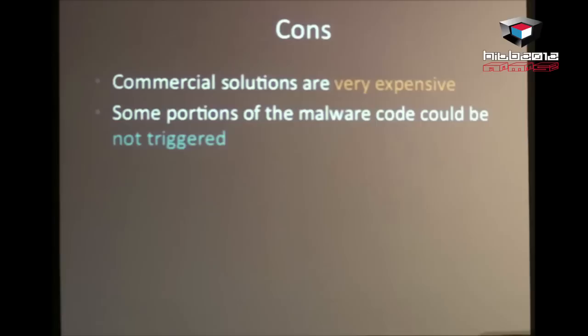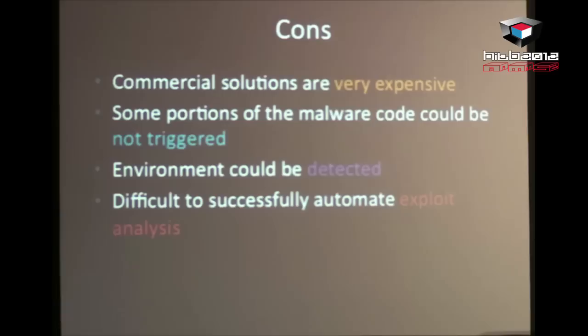Another problem is that some portions of the malware code might not be executed, so you probably won't see all the capabilities of the malware, just what it does under a specific situation. The environment could be detected, of course. Since you generally instrument the analysis environment, you will leave some traces, and the malware could find them and spot that it's running in an abnormal environment, and it could terminate or fool the analysis, bringing random results. And it's difficult to successfully automate exploit analysis, mainly because exploits target different types and versions of applications, and you can't always recreate all the possible environments where the exploit could successfully run.